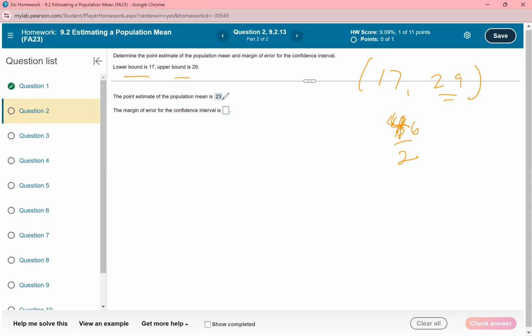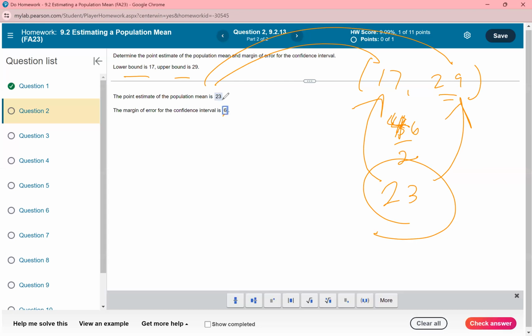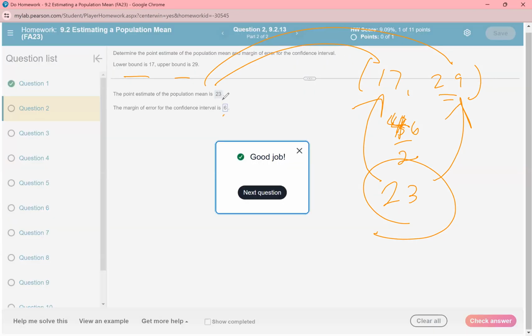All right, the margin of error for the confidence interval is how far from 23 is it to each end? We got 23 to be the middle. So from 23 to 29 is 6 away, and that's also 6 away. So that's your margin of error of 6. How far off of the middle are you?